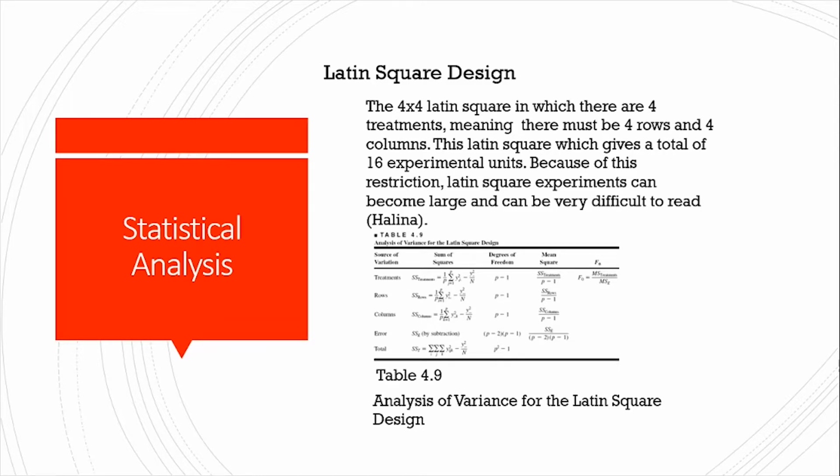SS total is the total sum of squares, and SS rows is the sum of squares due to the rows. SS column is the sum of squares due to the columns. SS treatment is the sum of squares due to treatment. And a is the number of rows, columns, or treatments.